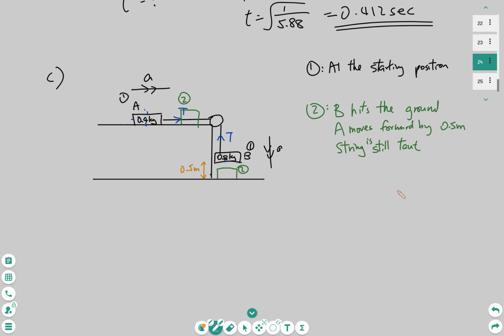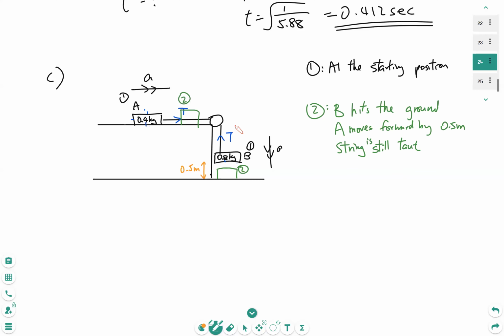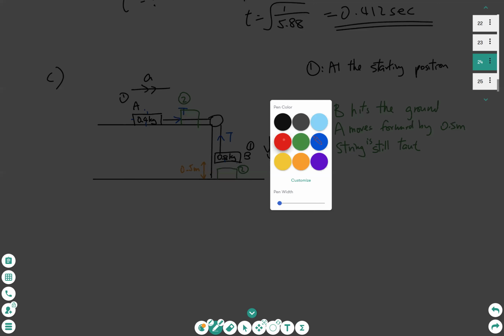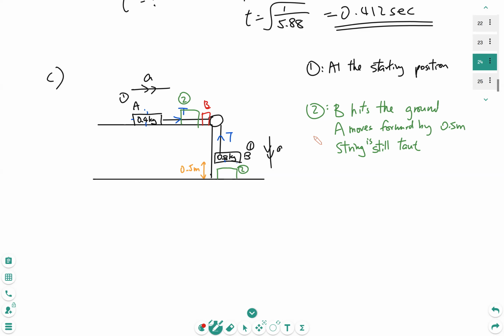That's the tricky part. Now, will A stop in there directly? Will A stop exactly as B hits the ground, will A stop there immediately? Actually, it won't. So A will have a third motion here. Third motion. A will jerk forward a little.